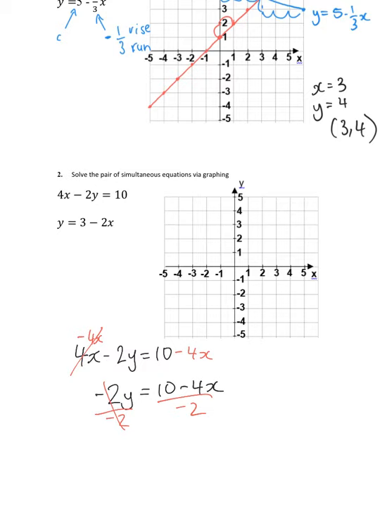Which leaves me with the equation y equals, 10 divided by negative 2 is negative 5. And negative 4 divided by negative 2 makes positive 2x. All right, so this graph is for this first one at the top. So what I might do is I'll graph that one first.